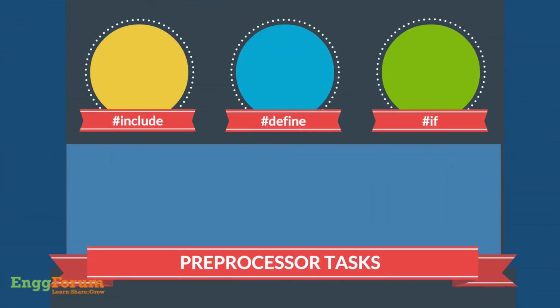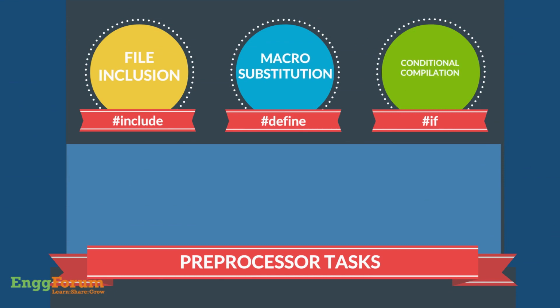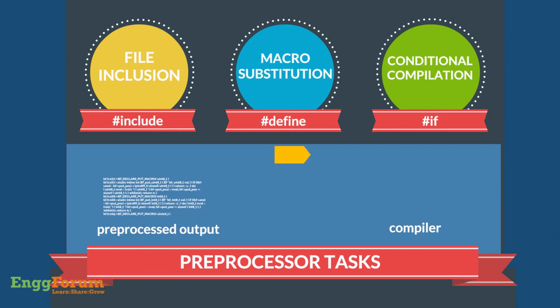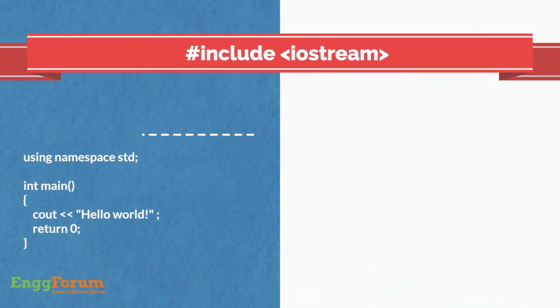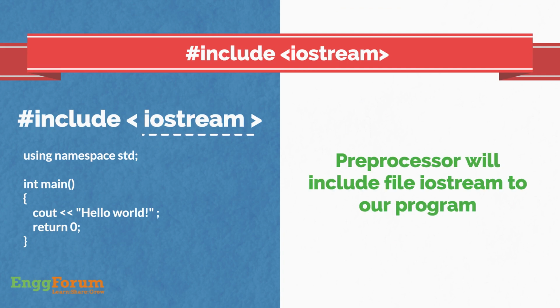Tasks carried out by preprocessors include file inclusion, macro substitution, and conditional compilation. The output of the preprocessing stage is a single file which will be passed to compilation. In C++ programs, you can find preprocessor directives or header files added. For example, #include <iostream> includes the file named iostream from the C++ standard library.